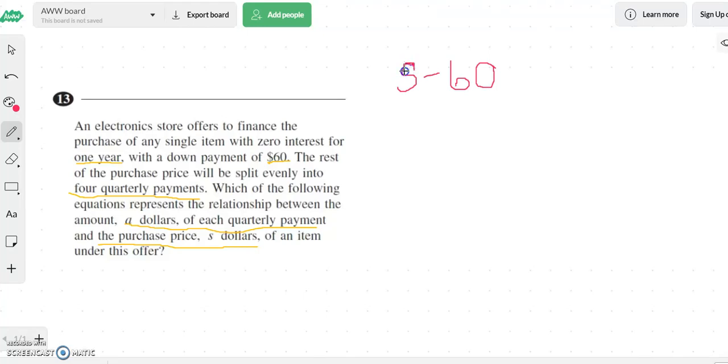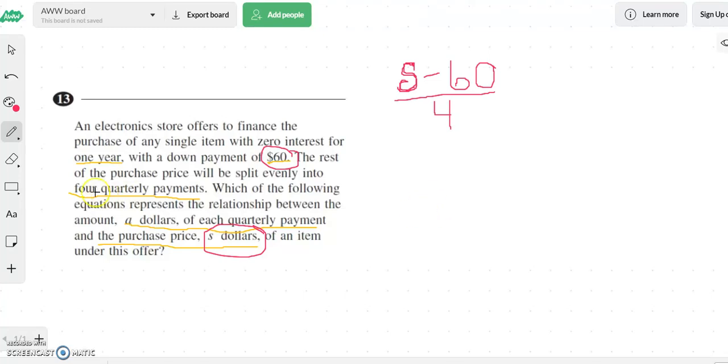I'm trying to make it look more S-like. Okay, this is an S, not a 5. Okay, so we do know that they put a down payment of $60 and that came out of the original purchase price. Now what's left over here is going to be divided into 4 equal payments.